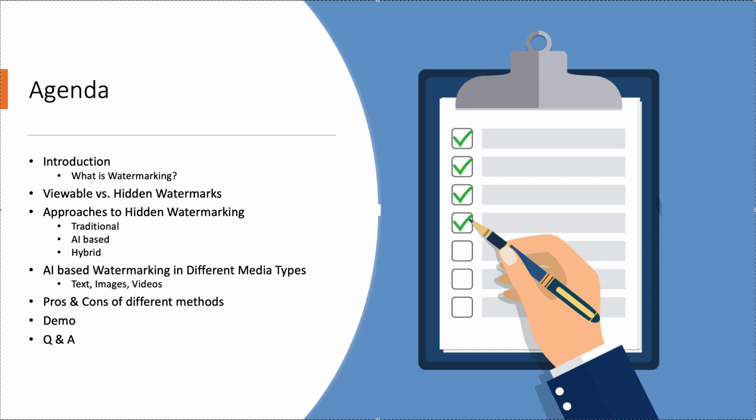After that, we'll examine how AI-based watermarking works across different media types, text, images, and videos, because each presents unique challenges and opportunities. We'll weigh the pros and cons of these different methods so you can understand their practical applications and limitations. To make this concrete, I'll show you a live demonstration of watermarking in action. And finally, we'll wrap up with time for your questions and discussion. Let's get started.